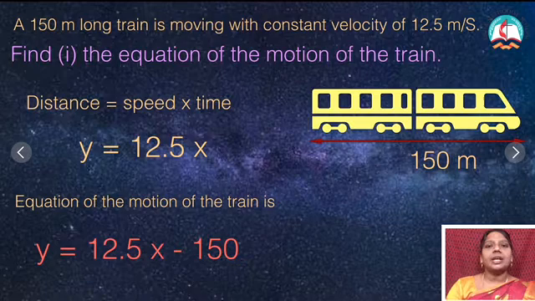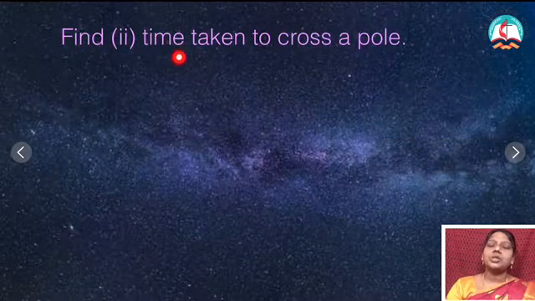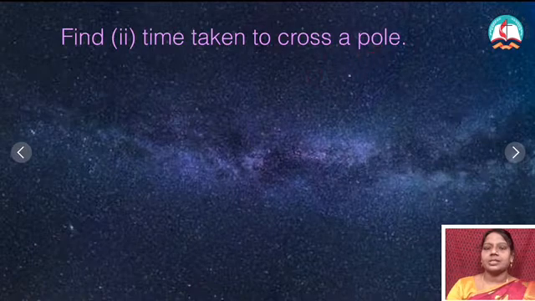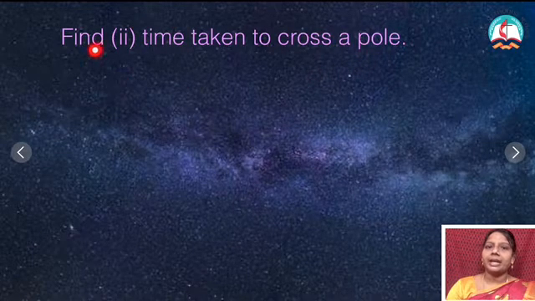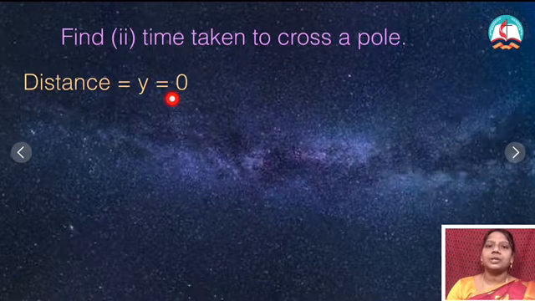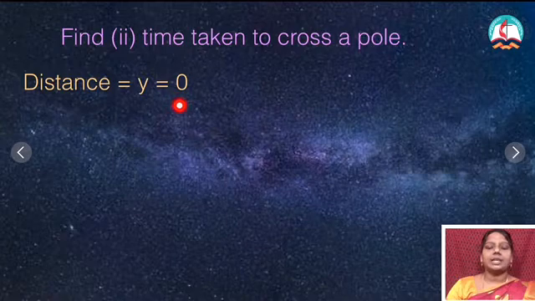Now, the second one is the time taken to cross the pole. So, if there is a pole, the train has to cross it. That means, once we are going to find out the time taken, it is at rest. Therefore, the distance covered is equal to 0. So, we are taking y is equal to 0.